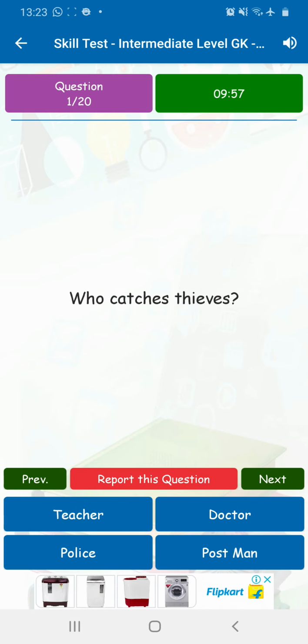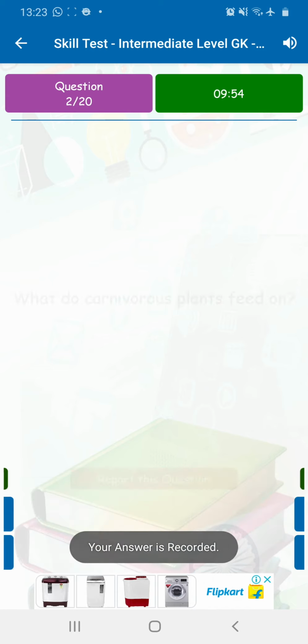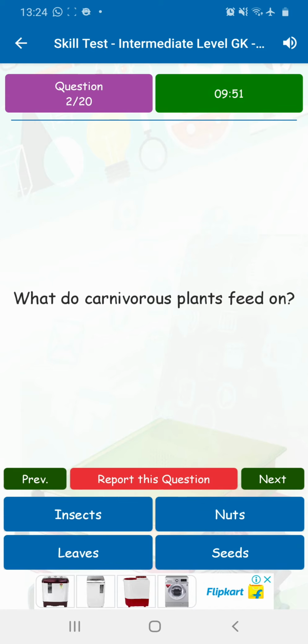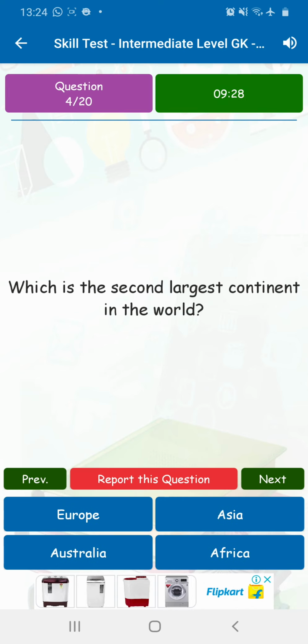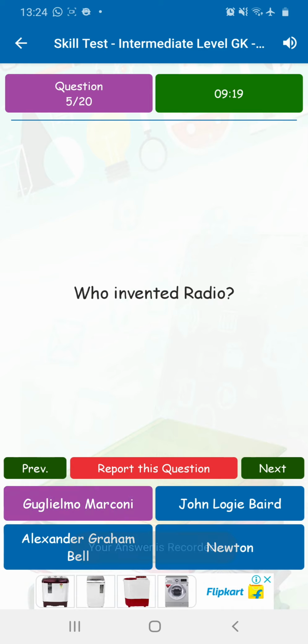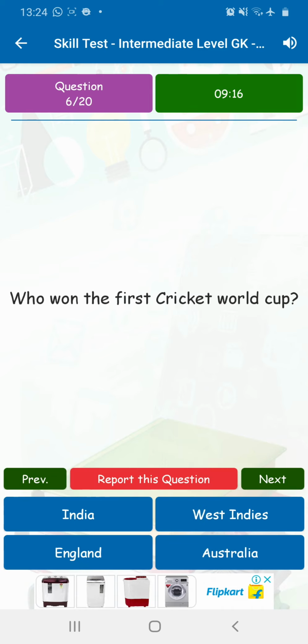Who catches thieves? Of course, a policeman. Okay. Carnivorous plants feed on... I know what it eats, but I don't know how to pronounce its name. Okay. Which will not dissolve in water? Sand. I hope that's the correct answer. Which is the second largest continent in the world? Perfect. Who invented radio? I don't know how to pronounce that name.